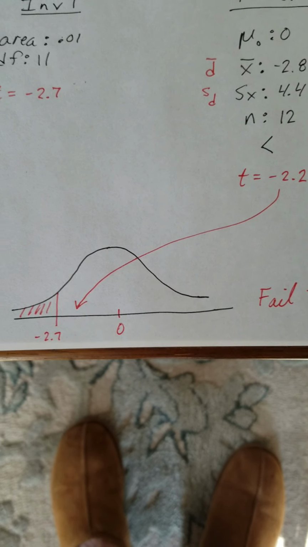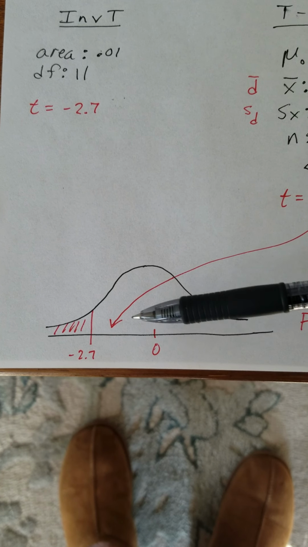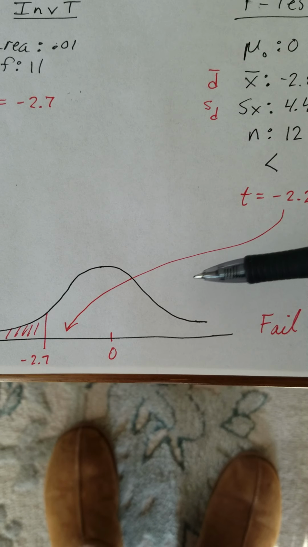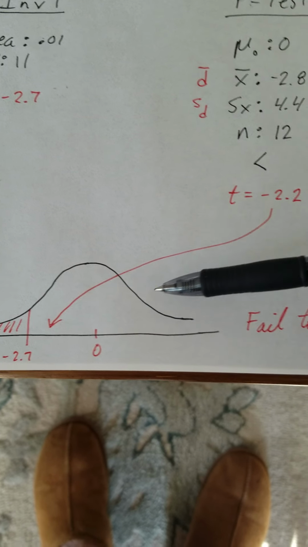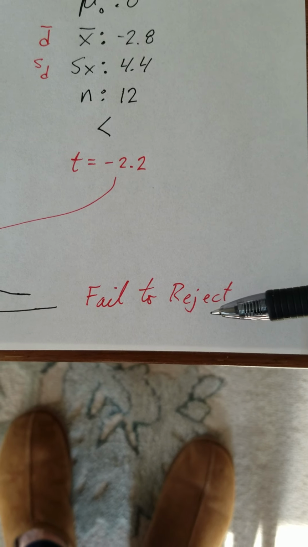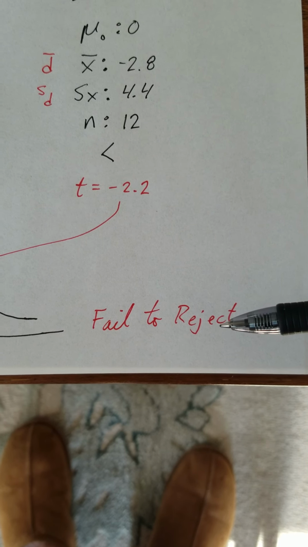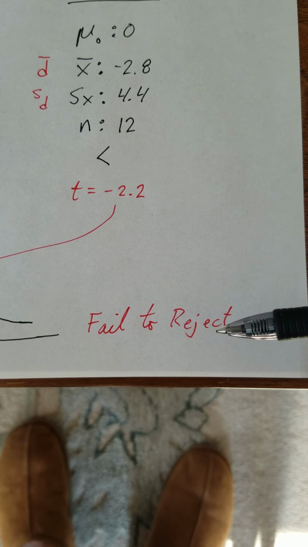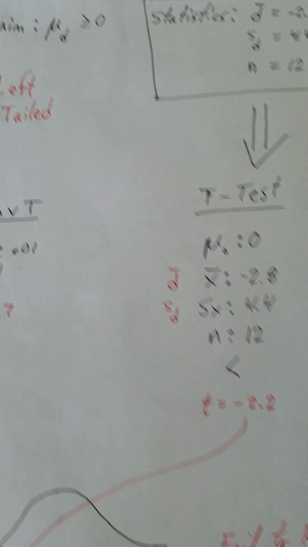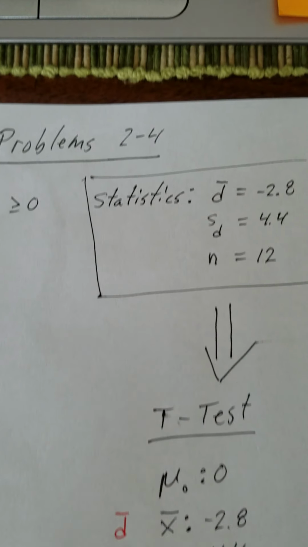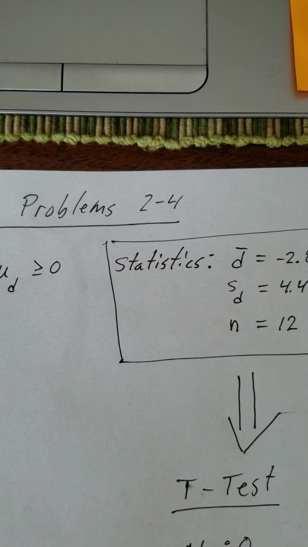And then, of course, you're going down in your testing. Well, there's my critical value. I get the test stat. Oh, it's over here. I fail to reject. And that's the second question you'll get, is should you fail to reject or reject the null hypothesis? So, what tail, fail or not, problems 2 through 4.